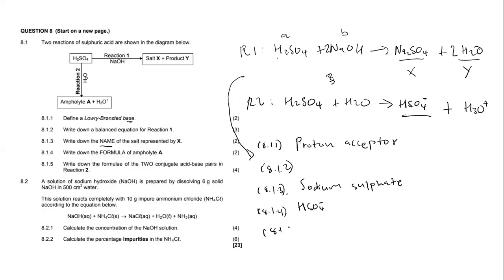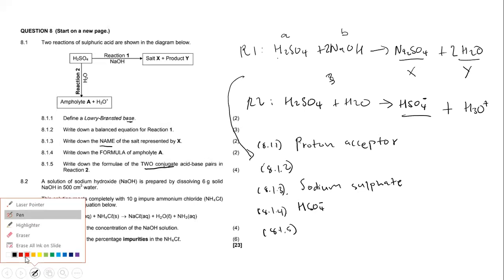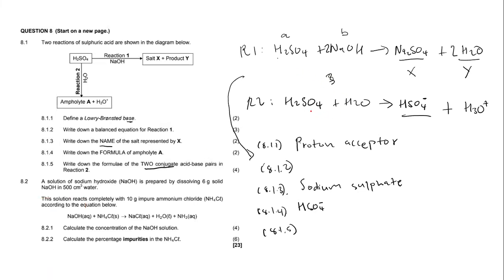Sorry, and then 8.1.5, it says to us, write down the formulae of 2 conjugate acid-base pairs in reaction number 2. So they want 2 of them. So reaction number 2, I'm going to take reaction number 2 from here. Check. This thing has turned into this thing. This thing has turned into that thing. These are the conjugate acid-base pairs, right?